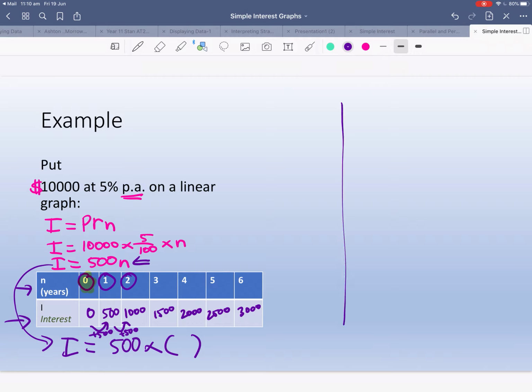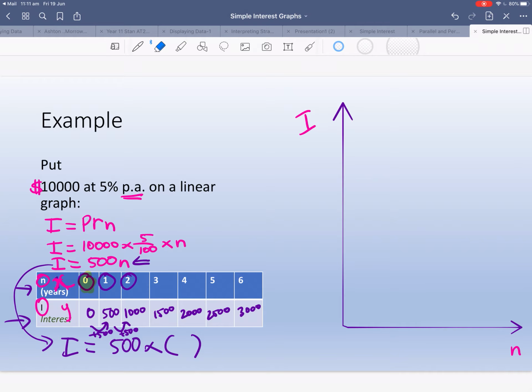Okay, so I'm going to graph it here. Normally we have x here and y here. But we have n and I instead, so I'm going to put n here and I here. Now n means years. In this case, it's a measure of time. So I've got all the way up to 6, so that's what I'm going to label on my graph.